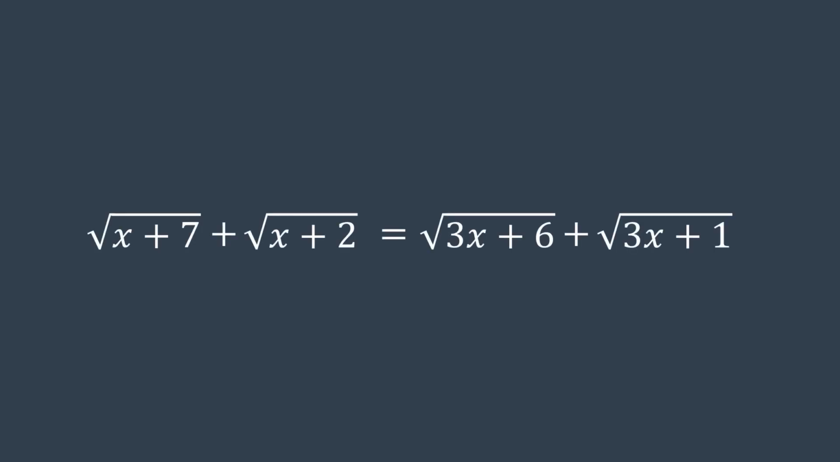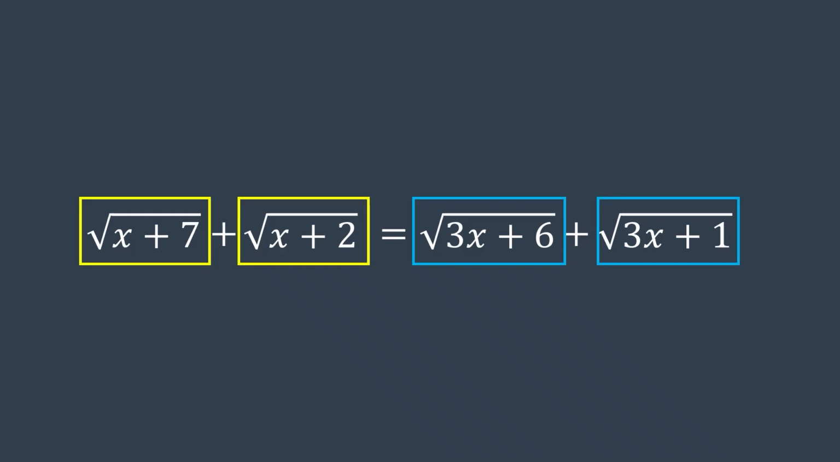This problem comes from a mathematics competition. At first glance, it looks complicated. Square root of x plus 7 plus square root of x plus 2 equals square root of 3x plus 6 plus square root of 3x plus 1. 4 radicals, 2 on each side.